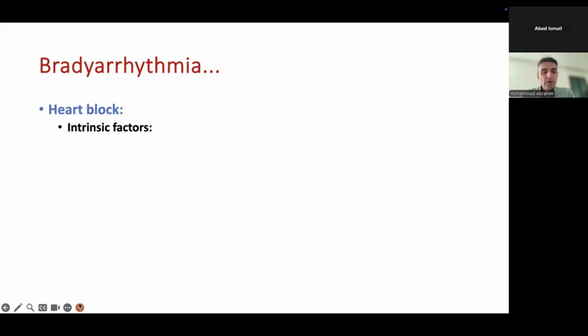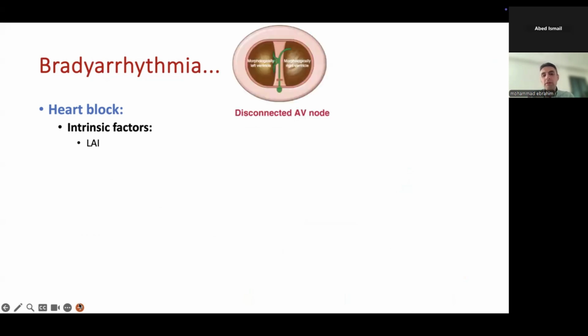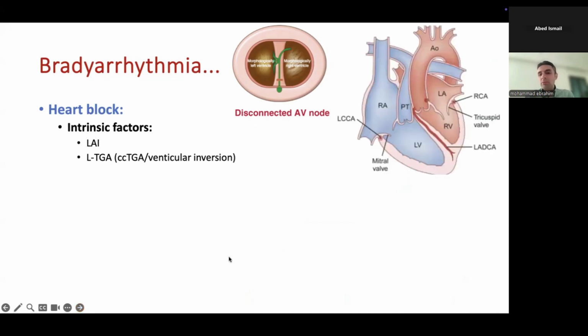Moreover, for heart block, left atrial isomerism patients are also at risk of intrinsic heart block because of the disconnected AV node that might happen in such patients. In addition, LTGA or CCTGA patients, or ventricular inversion congenital heart disease patients, are also at risk of being born with or developing heart block without surgery because of the abnormal AV node placement. So in LTGA, there's ventricular inversion, i.e. the RV is on the left side and connected to the left atrium, and the LV is on the right side and connected to the right atrium.